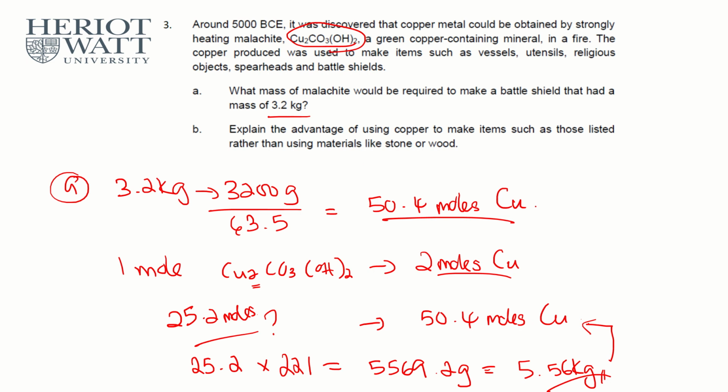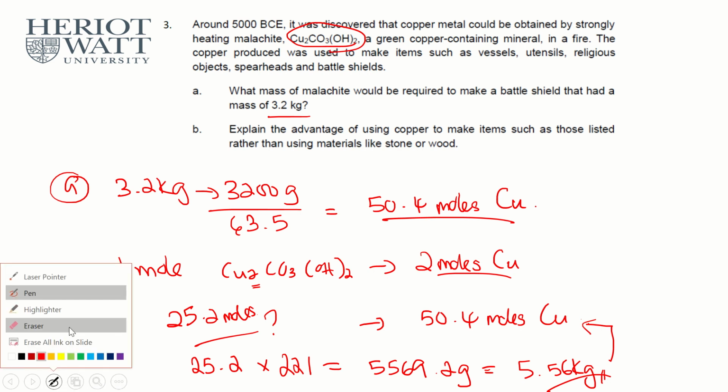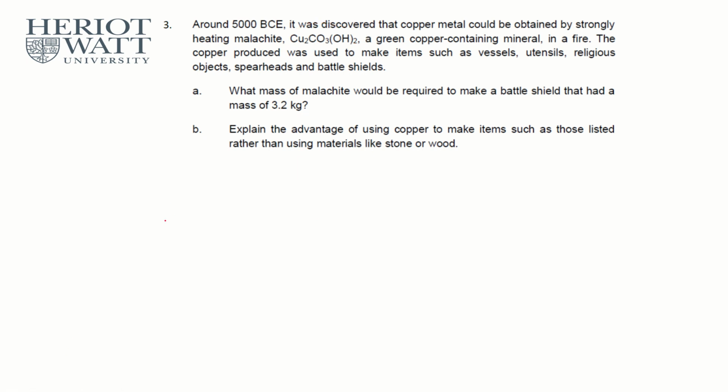Okay, so that is for A. So the 5.56 or 5.6 kg is the mass of the mineral needed in order to produce a 3.2 kg pure copper shield. All right, so that's for A, and let's move on to part B.